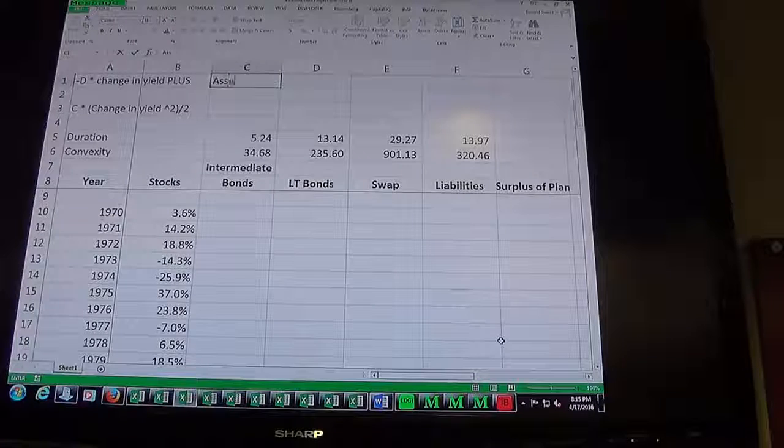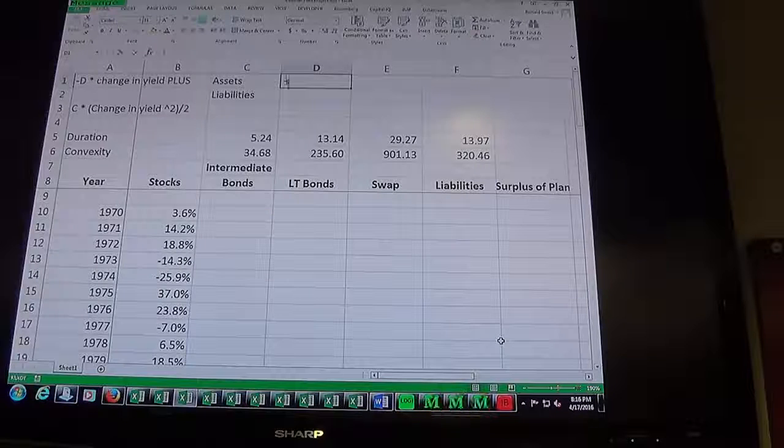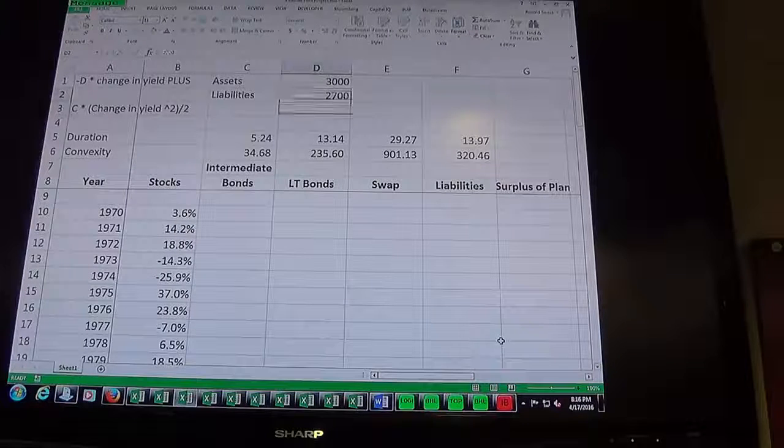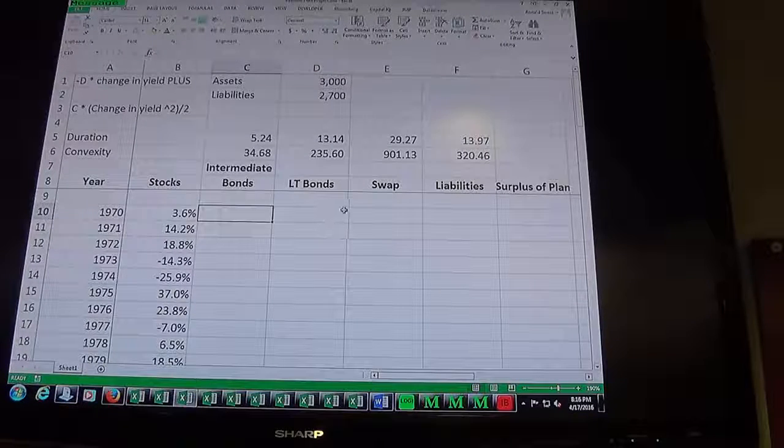All right, so what we need to do is set up a portfolio. So we have our assets and we have our liabilities. However you want to do it, I'm going to just do what I'm used to where I worked. Let's say we have $3 billion in assets and $2,700 in liabilities. So let's first get our bond return.